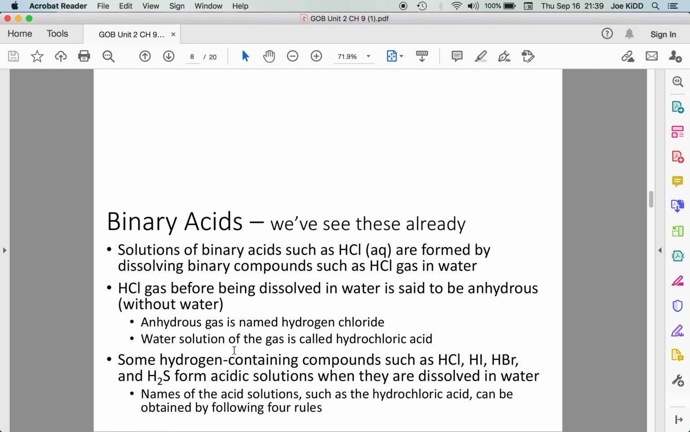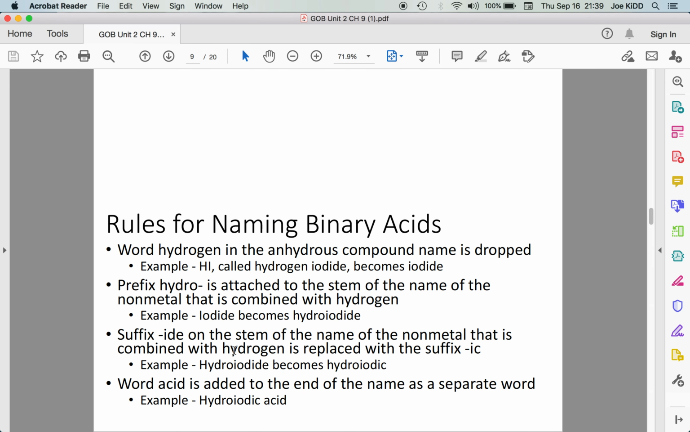We've already done plenty of binary acids. You've seen them earlier. This is just kind of a refresher since we're in the acid and base chapter. When we're naming our binary acids, again, remember we're going to add the prefix hydro, and then we're going to add the suffix where we cut off the "ide" portion of the name and add "ic" to it. So we would have something like hydroiodic acid.